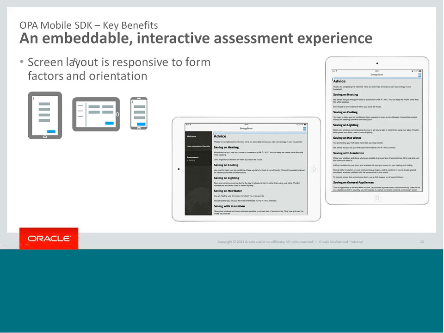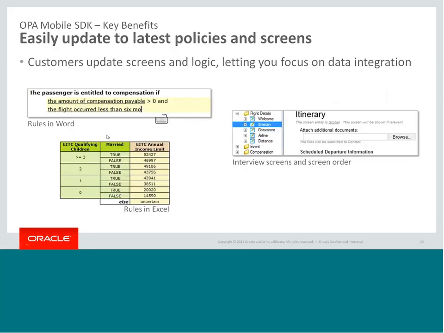So that's the first area, making sure you can take these interactive assessments and embed them within your mobile application. The second thing is, as we've talked about, being able to easily update to those latest policies and screens. What this does is free you up as partners to not have to worry about all of the fiddly stuff with getting the data collection experience right, making sure the right screens are shown at the right time, and all the decision-making logic is correct, and debugging and testing, all that stuff. That's all handled by the OPA policy modeling experience, the testing experience. So you can separate that out.